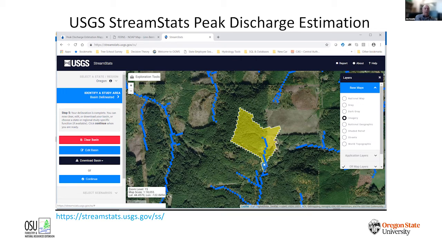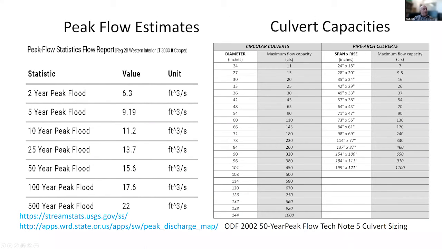With the Water Resources Department, you put your email in and it sends you a report back. And then what we're really interested in as a result of that is that on the left here, you get this table that basically is the peak flow estimates at that point.